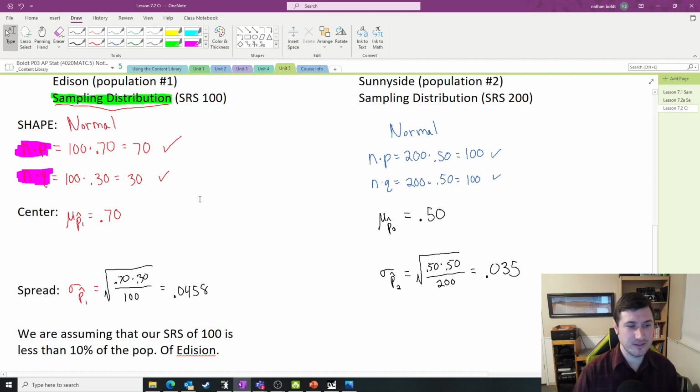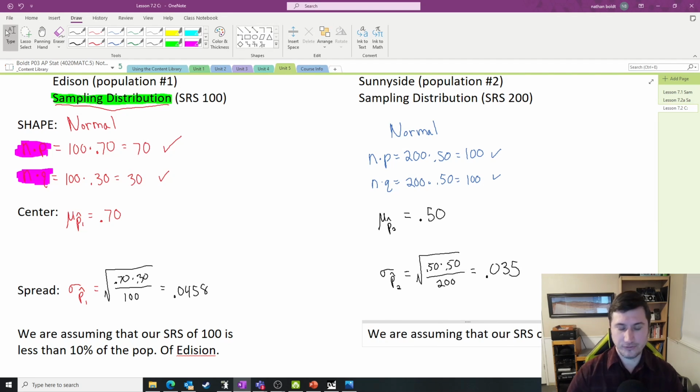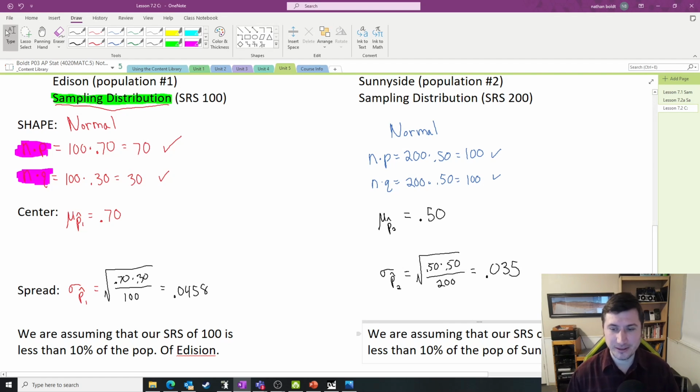Again, I suppose we should say that we are assuming that our SRS of 200 is less than 10% of the population of Sunnyside. Ooh, that one might be a little dangerous. I think Sunnyside's over 2,000, isn't it? Sunnyside's big. Definitely over 2,000. So, a little closer there, but we'll assume that Sunnyside is over 2,000 students. I think that's still pretty safe.